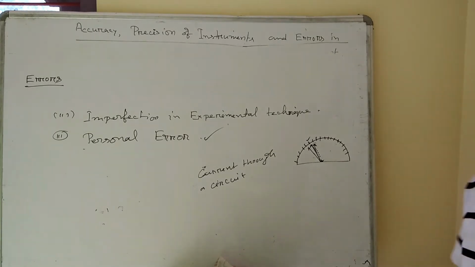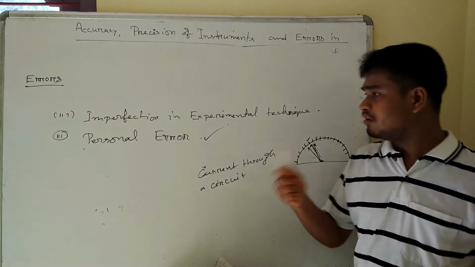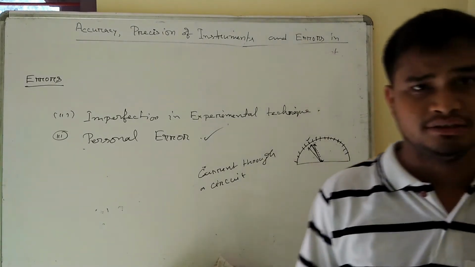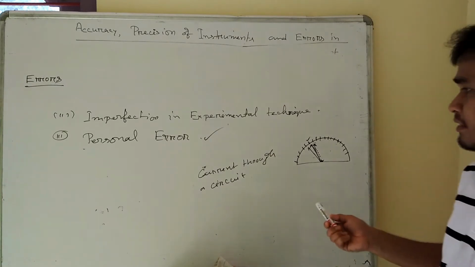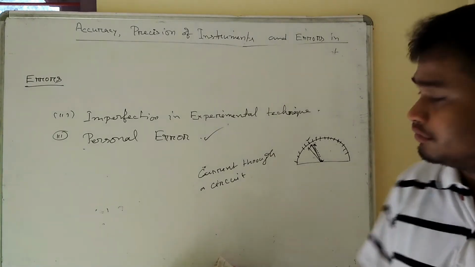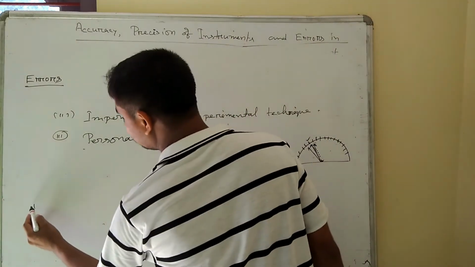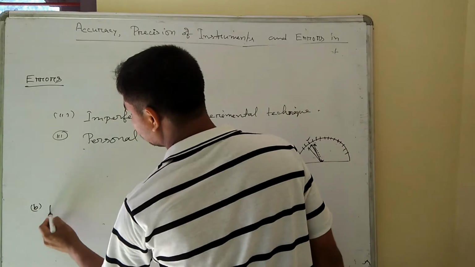Okay, these are the systematic errors which can be minimized. Actually, systematic errors are always in one direction. Okay, this is in one direction. Now we are moving to random error, number B, random error.